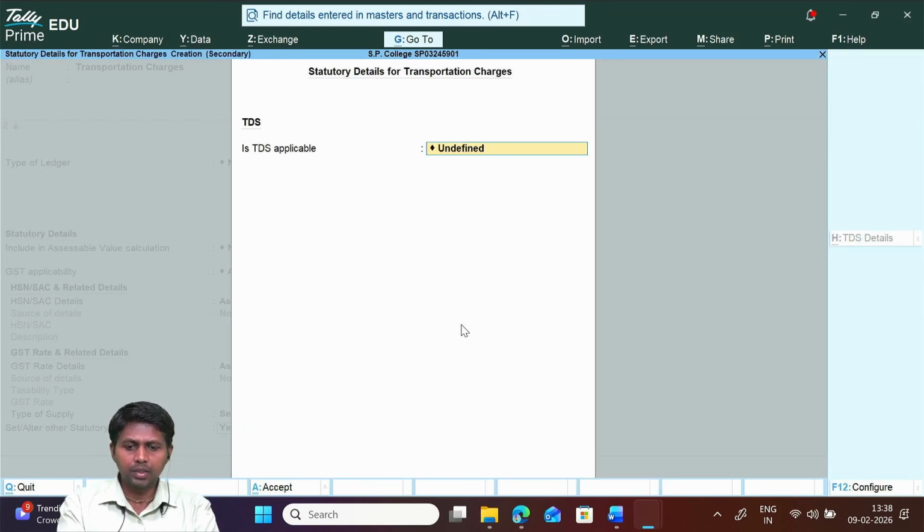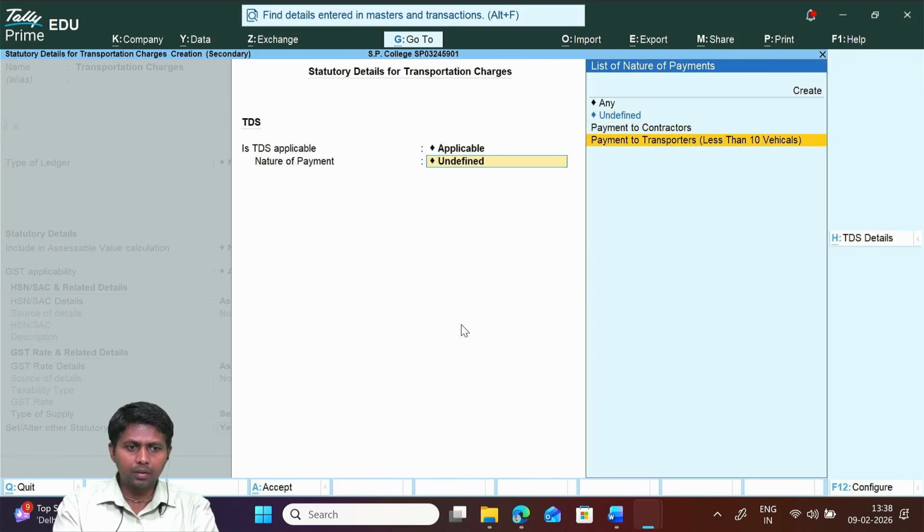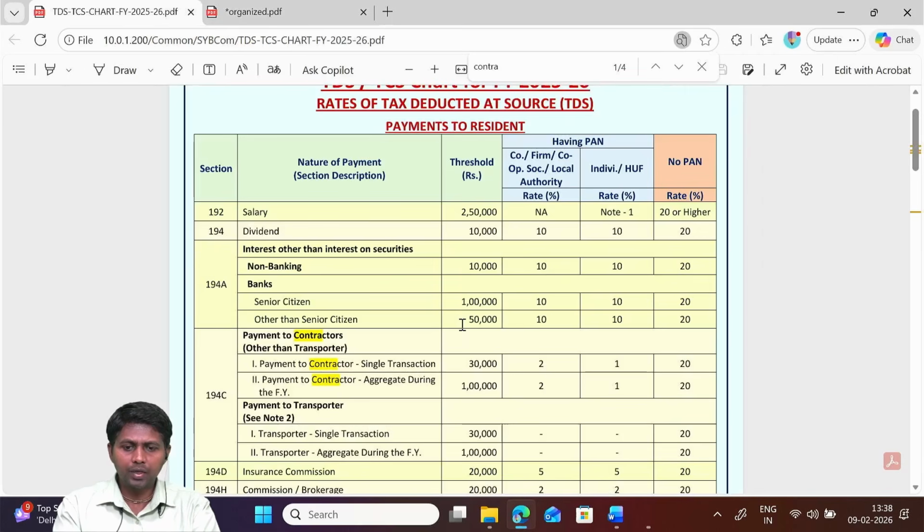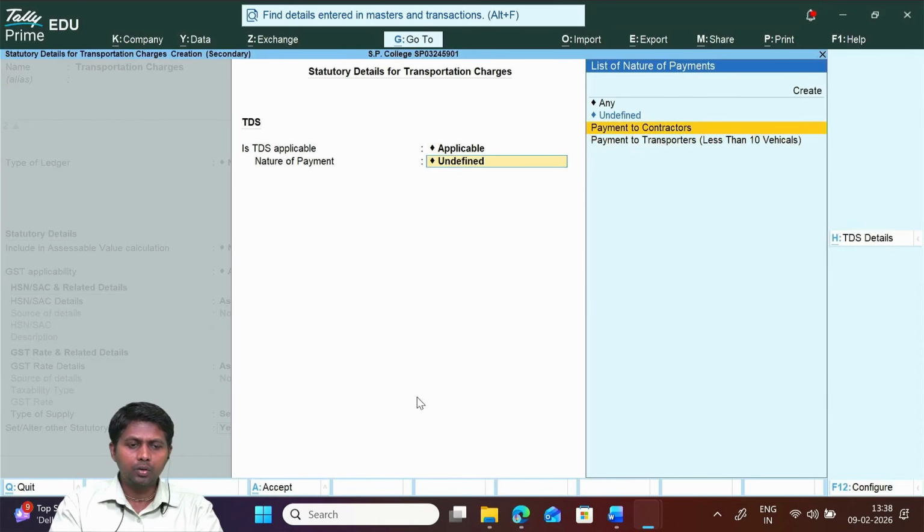Say applicable. But now here you will find payment to contractor. Transporter is part of 194C only. If you press Control F and search transport, you will find that it is in 194C only. Therefore, if you don't have that category here, obviously you will not get it. You have to create it. Now, how can you create it?